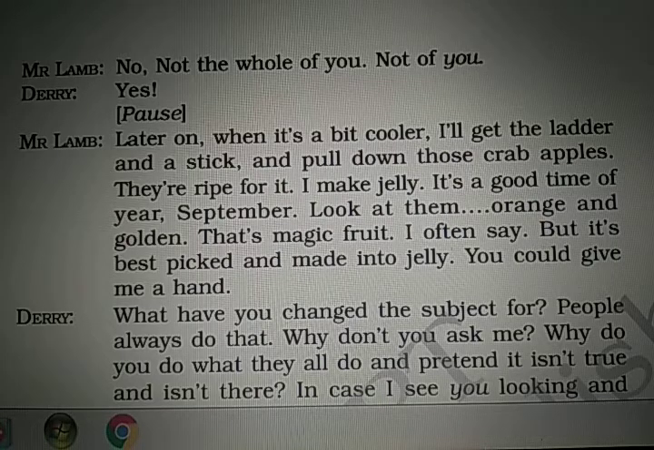So he says that when it is a bit cooler, I will get a ladder and a stick and pull down those crab apples because they are now ripe for making jelly. It is the best time of the year, September. Look at those apples, orange and golden. An apple is a magic fruit, I often say. But it is best picked in time and made into jelly. You could give me a hand. You can help me doing this.